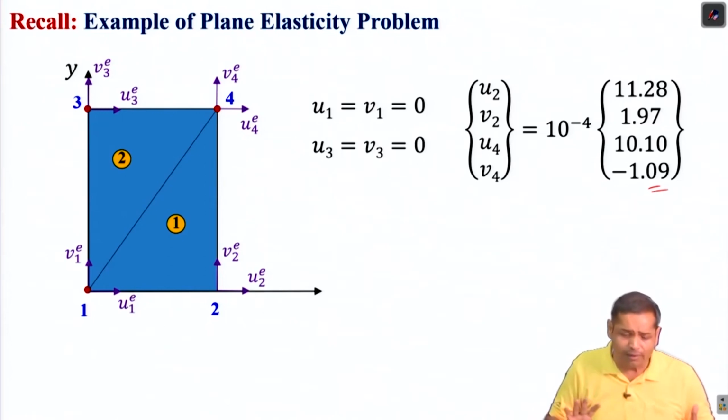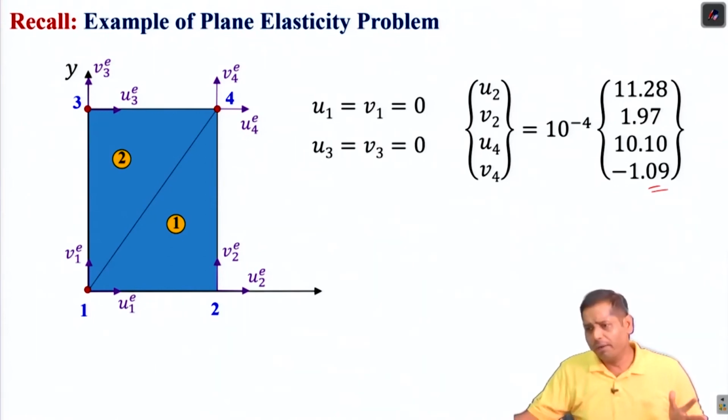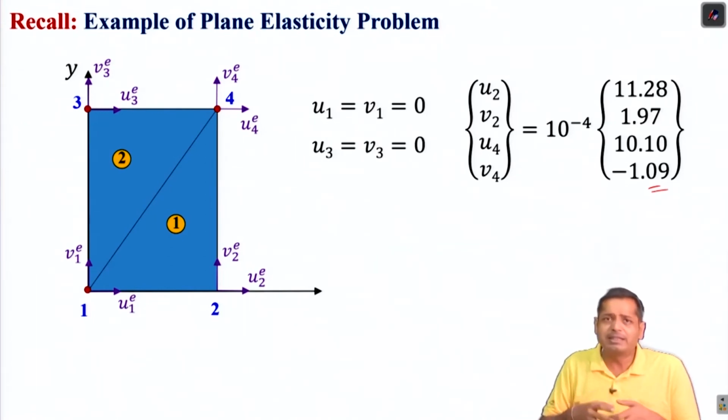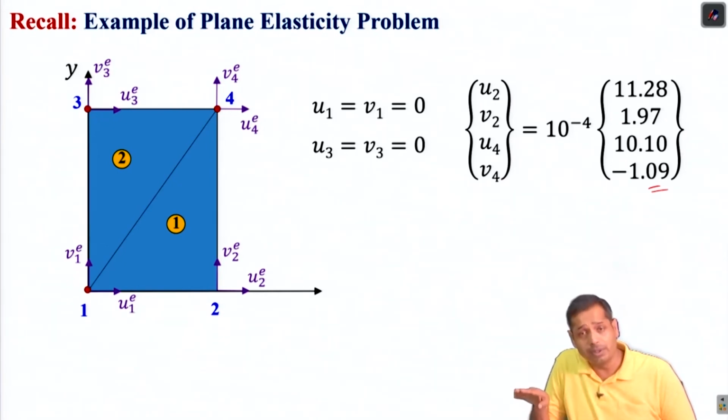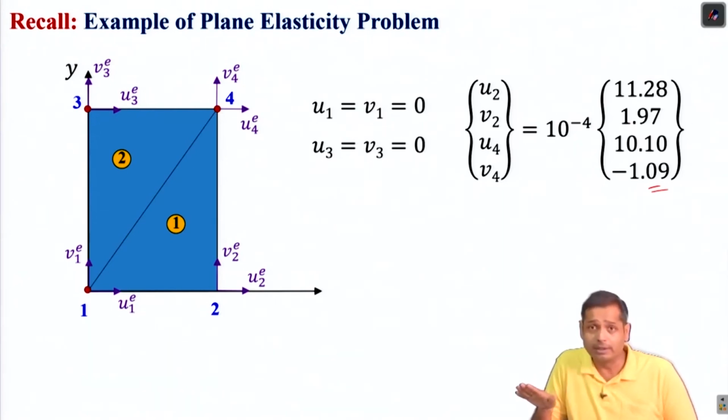Okay. First is, of course, we have just taken two elements, therefore we really do not know whether the results that we obtain are closer to the true solution or not, or whether it is the converged result or not. For that we need to increase the number of elements and see how the response converges to the true solution. That exercise we have to do.